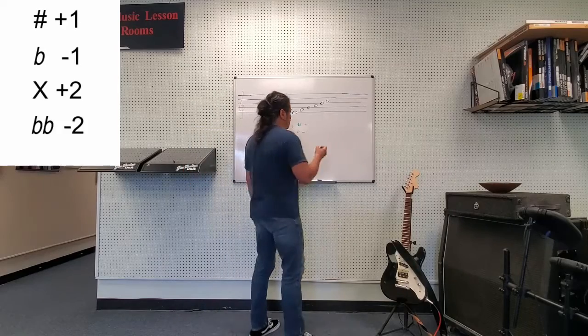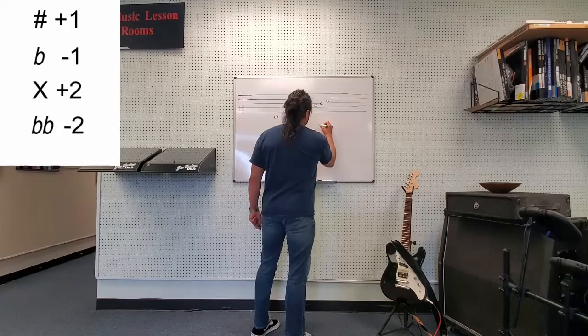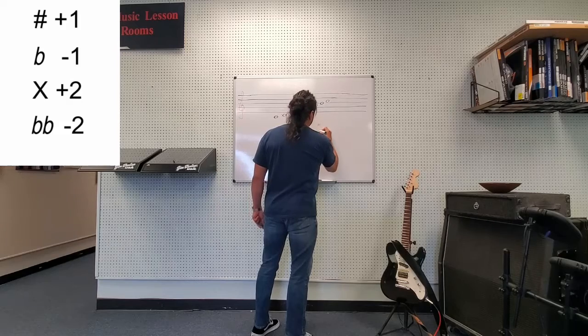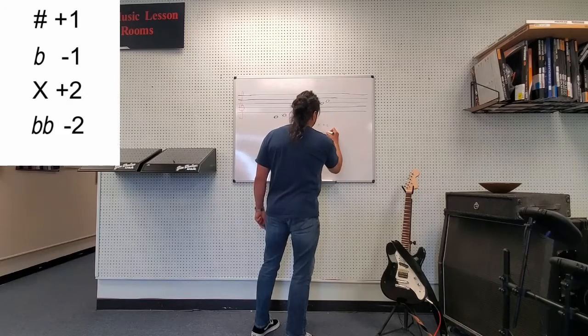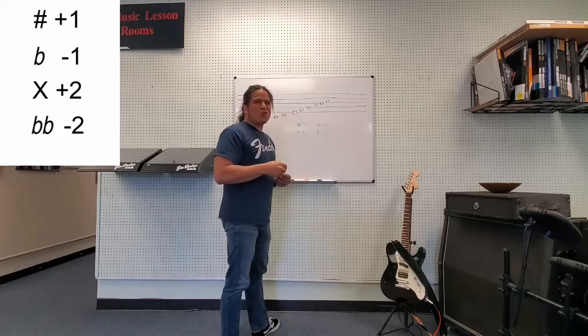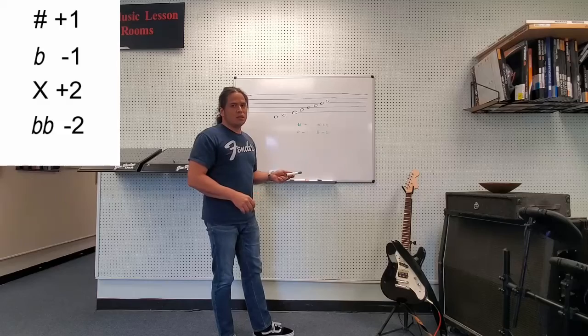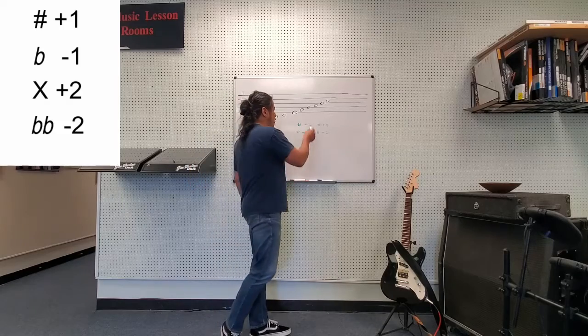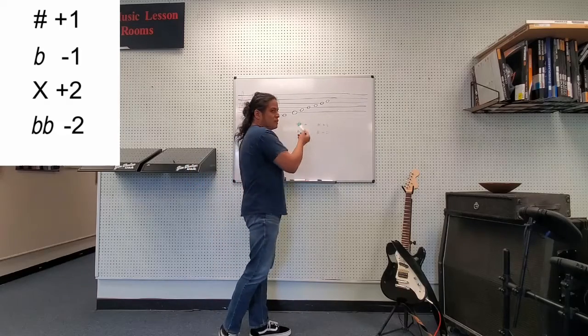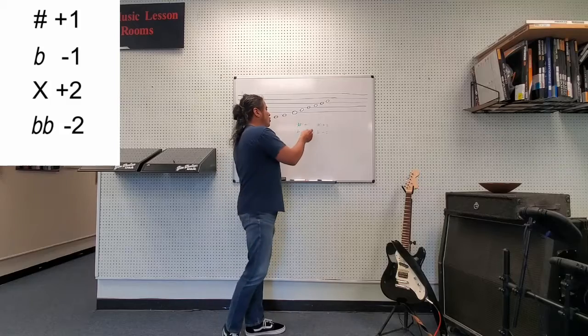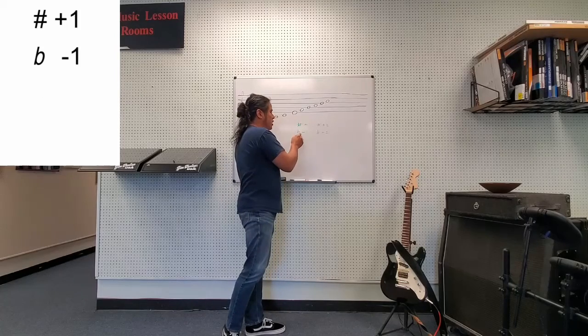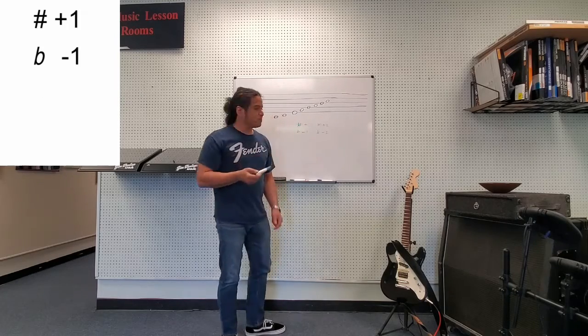There are other accidentals, the double sharp and the double flat, +2 and -2. But you're not going to see those as often as you see these ones. So for now, since this is a fundamentals video, we're going to concentrate just on the sharp and the flat.